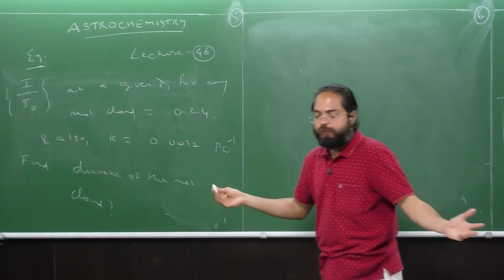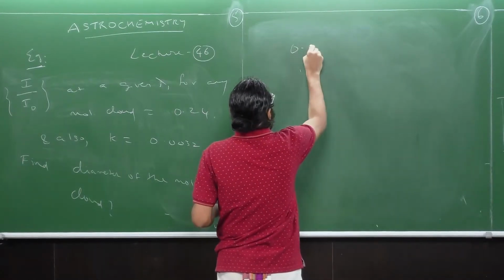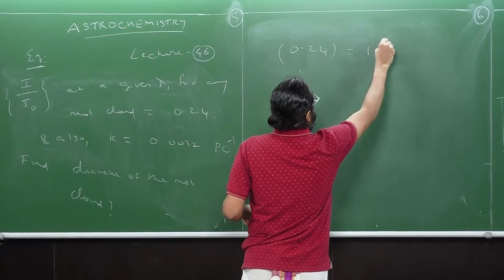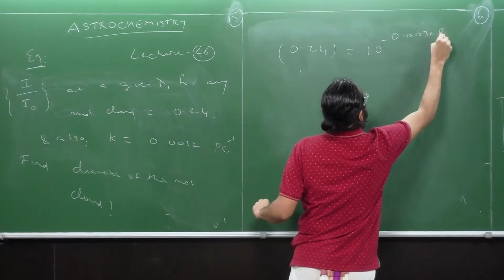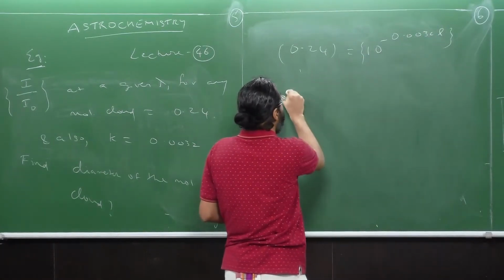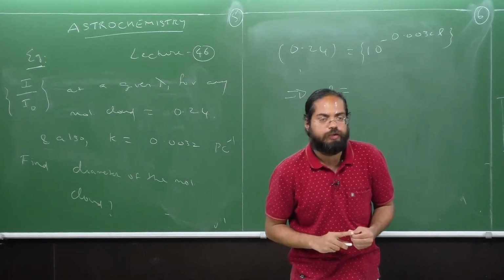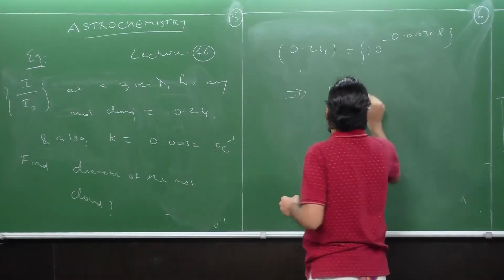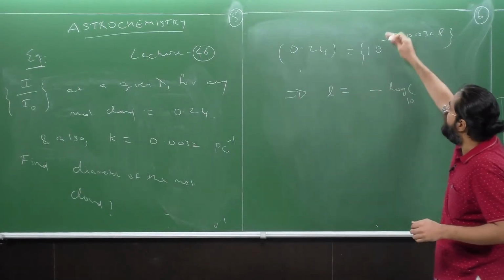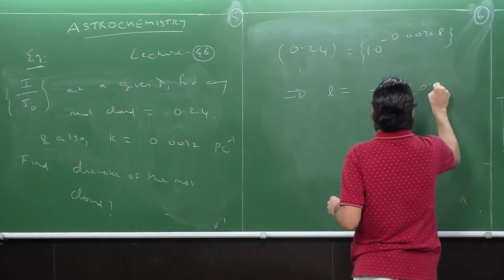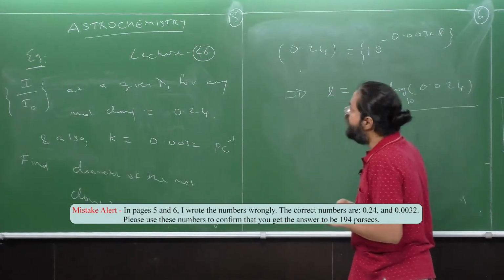So we simply substitute the formulae, and we know that I by I naught is going to be 0.24, is going to be 10 to the power minus 0.0032 L, right? Which means that my L is going to be obtained by what? You have to take the logarithms, right? That is going to be given by negative log to the base 10, because it is raised to the power 10 here. So 0.024 divided by the 0.032.